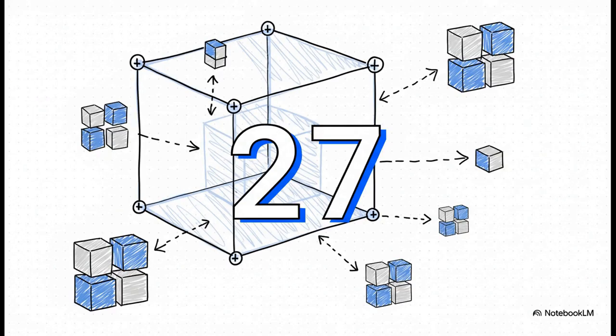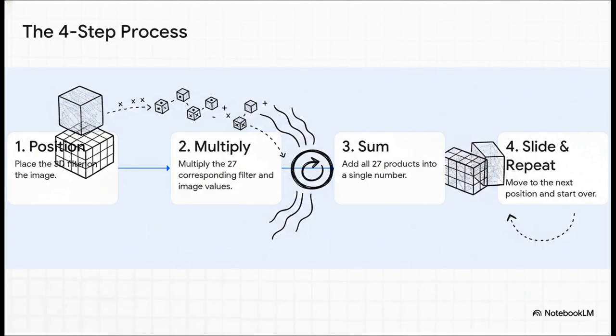And every time it stops, think about what it's covering. It's sitting on top of a 3 by 3 by 3 piece of the image. You do the math. 3 times 3 times 3. That's 27 numbers. It's looking at exactly 27 values from the image all at once. And at each of these stops, it does the same super simple 4-step dance. 1, it lands. 2, it takes its own 27 numbers and multiplies them with the 27 image numbers right underneath it. 3, it adds up all 27 of those results to get just one number. And 4, it slides over and does the whole thing again and again and again.